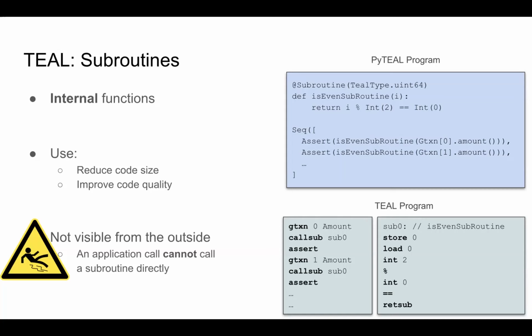It's not in the resulting TEAL code. And so your code is shorter, much better. Importantly, it's important to understand that these function subroutines are not visible from the outside. You cannot say, I make an application call calling this subroutine. These subroutines are really just for you to improve your code quality and reduce code size. It's not to be called.